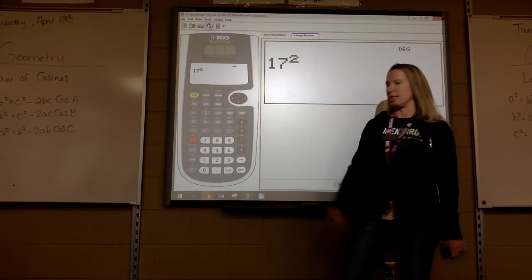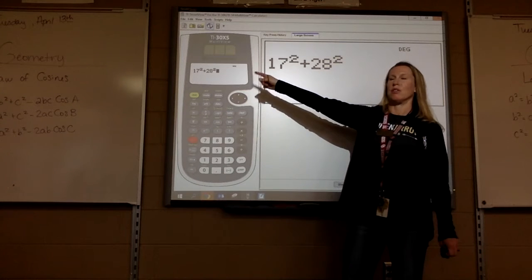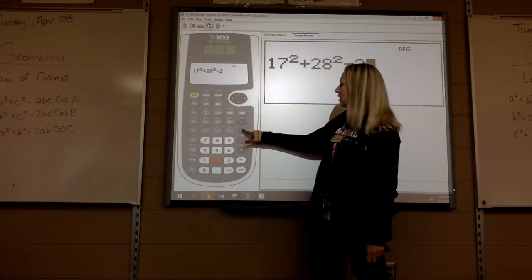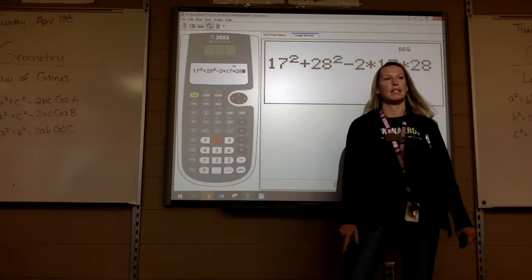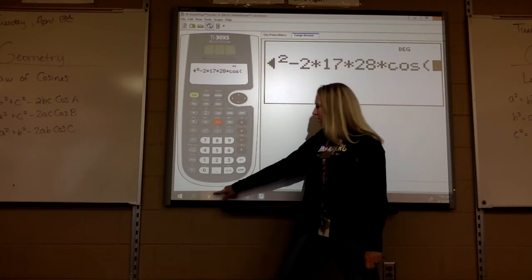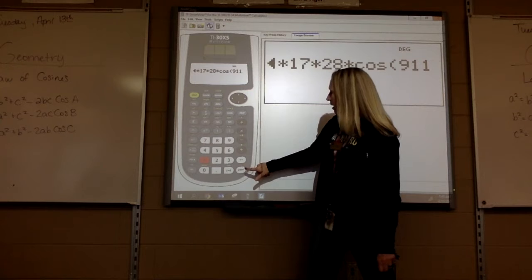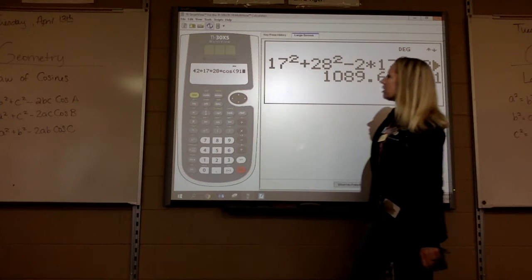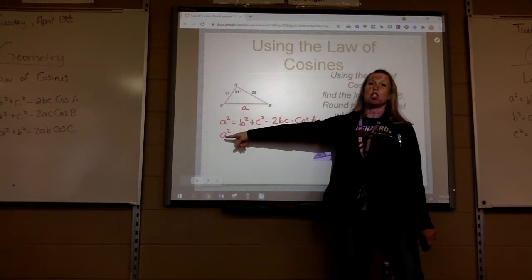Let's all make sure we can type this in. Plus 28 squared. Those 2 numbers that you use, then it's minus 2 times those 2 numbers, times 17 times 28. And then times cosine of the angle. What was the angle? 91. Okay, hit enter. That is not my answer, though. That is what a squared is.